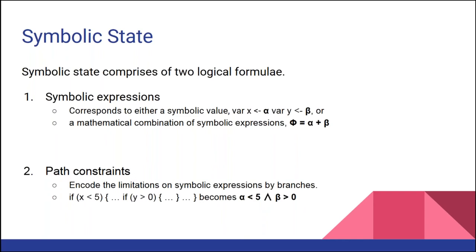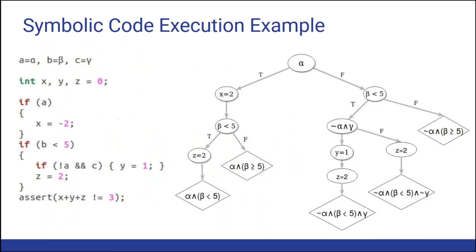However, in symbolic execution, the state comprises two components, the symbolic expressions and the path constraints. So a symbolic expression is either a symbolic value or a combination of other symbolic expressions, whereas path constraints encode the limitations on the symbolic expressions as determined by the conditional statements.